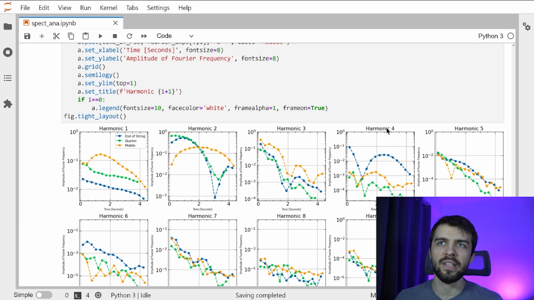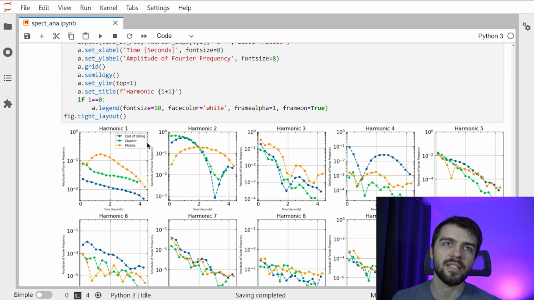A really interesting thing is the fourth harmonic, because the quarter and the middle of the string really don't do anything. When I pluck near the end of the string, you get that similar pattern in the fourth harmonic that you do in the second harmonic. And by the way, I have no idea what this is. Somebody who's smarter than me in the comments can maybe tell me what the heck is going on here with the second and fourth harmonic.